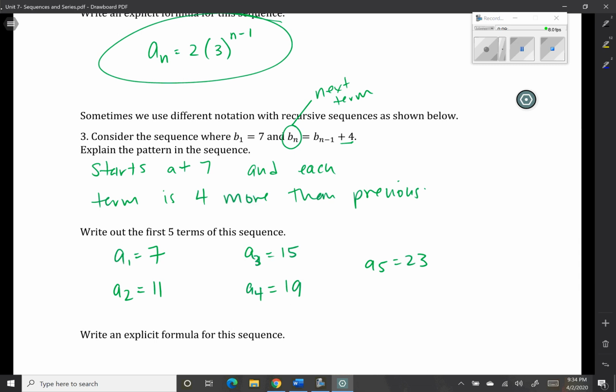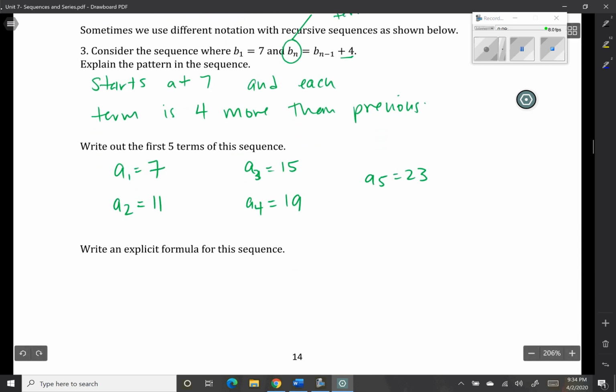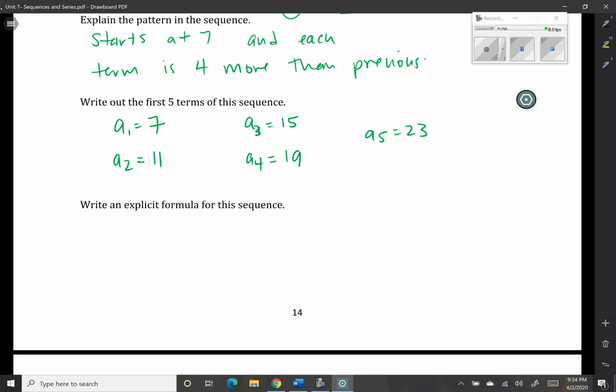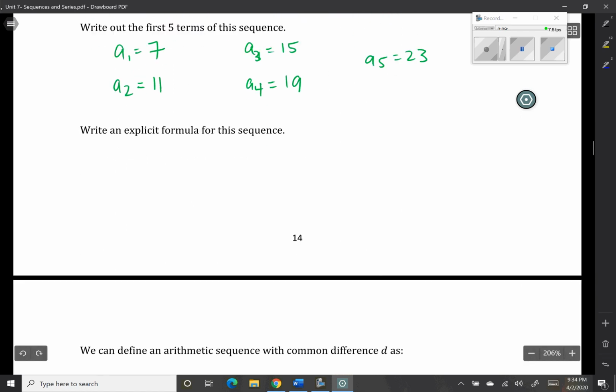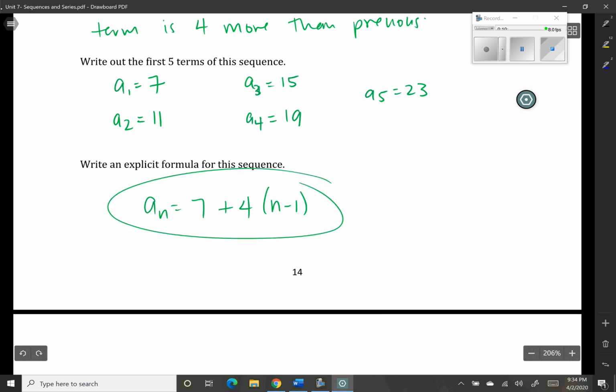Now, because this is an arithmetic sequence, I not only can define it recursively, I can also define it explicitly. For example, if I didn't even give you any of this recursive stuff, and I just said, here's your sequence, write the explicit formula, you should know how to do that from lesson 2. So we'd say a sub n is equal to the first term plus the common difference, which was 4, times n minus 1. So notice we're showing it in both ways.